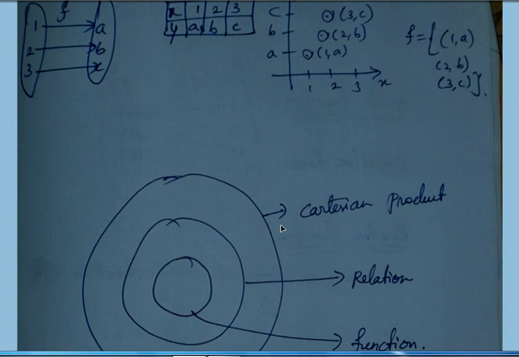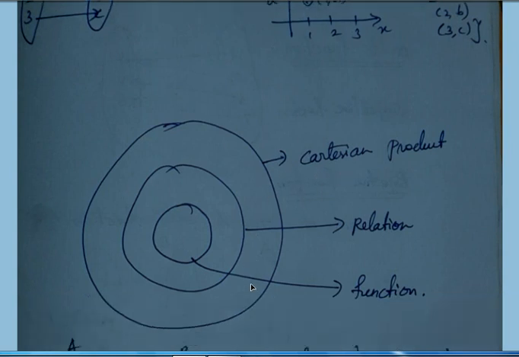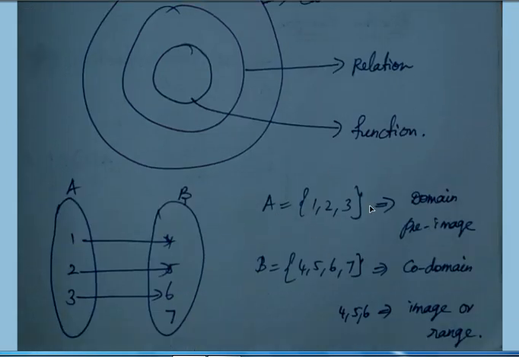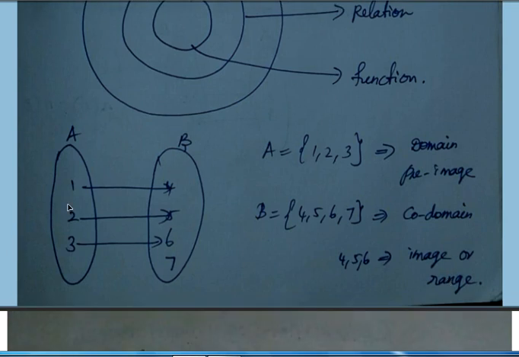See that Cartesian product is a bigger set. The subset of Cartesian product is a relation. Subset of relation is called a function. See that the first set, the name of the first set is called domain or otherwise pre-image. And then the second set is called codomain. The reaching point, see that here it is a function. The answer for 1 is 4, 2 is 5, 3 is 6. So this reaching point is specially called image or range. The entire set is called codomain. Here also the entire set is called domain. But the arrow starting point is called pre-image. The reaching point is image and otherwise called range.